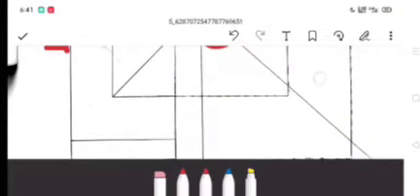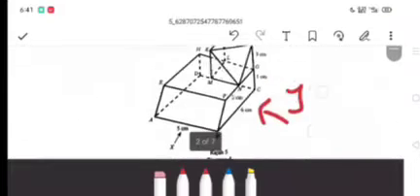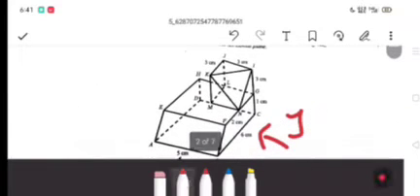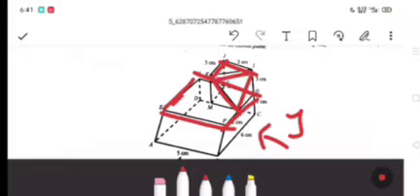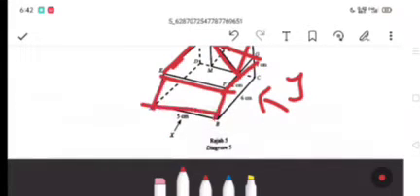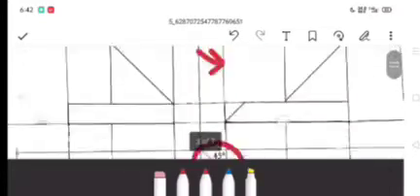Now we look at the plan. If we look from the upside, we can see this line, this, and this, and also we can see the small solid here. This is all the lines we can see, and here, and also we can see these three lines. So the final drawing will be like this.